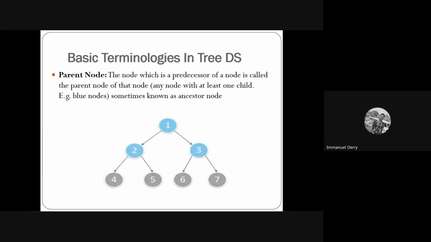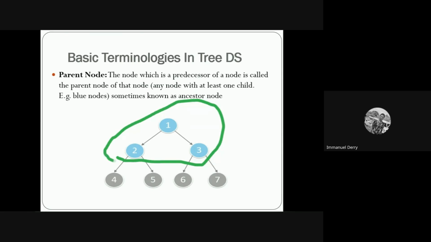And also we can talk about the parent node as well. So the parent node is the node which is a predecessor of a node. It's called a parent node of that node. So basically any node with at least one child, sometimes known as an ancestor node. So these ones are what we call the parent node. Please, are we clear? So the ones in the blue, 1, 2, 3 are parent nodes.